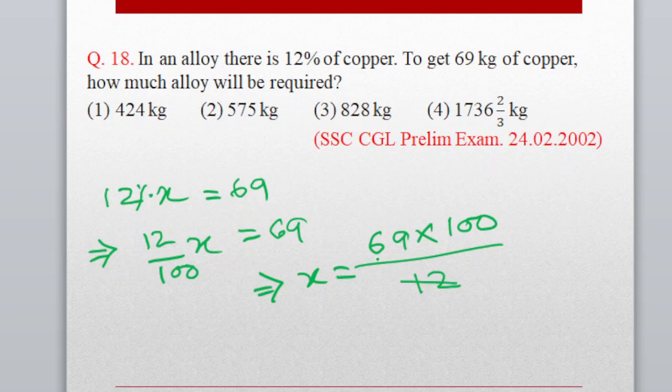So when 3, it becomes 4, 3, it becomes 23. Now 4, when 100 is divided by 4, it becomes 25. So 23 into 25, so that is equal to 575 kg. That means your option 2 is the right answer.